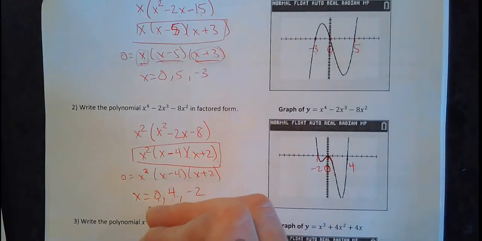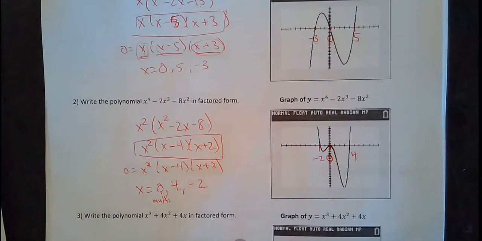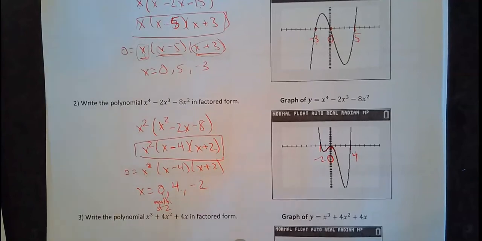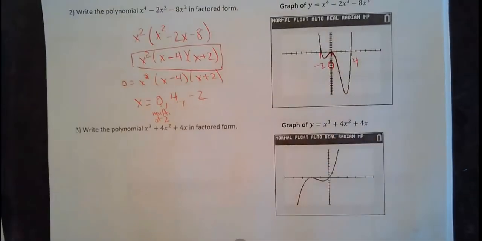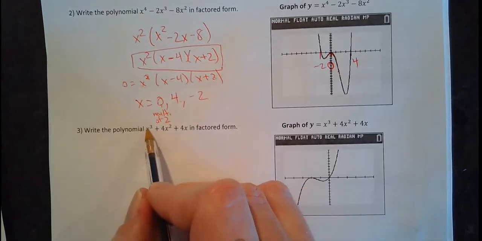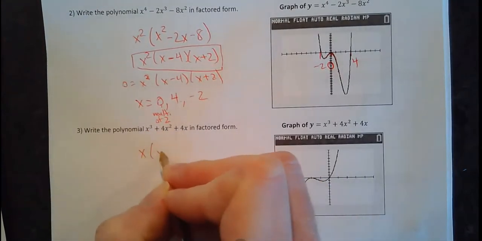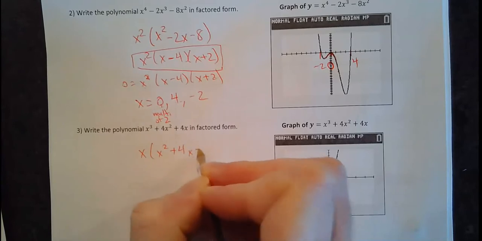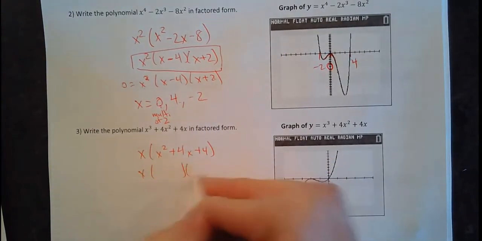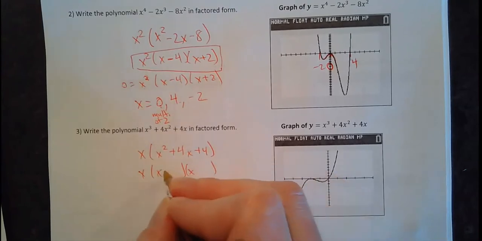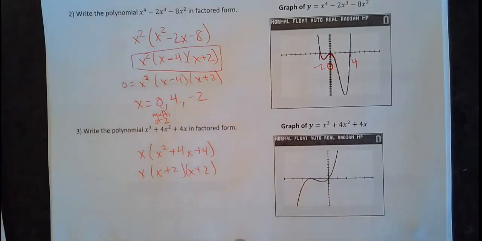Okay, so this one had a multiplicity. Sometimes we just put mult for multiplicity of 2. These had multiplicities of 1, so they're fine. Down here, let's factor this guy. They all have an x in them, so take an x out. Okay, now factor. So plus 2, plus 2.